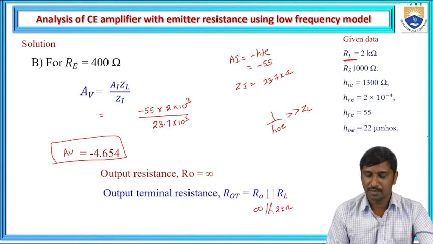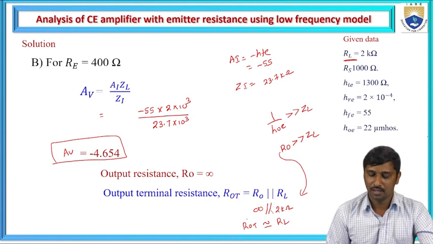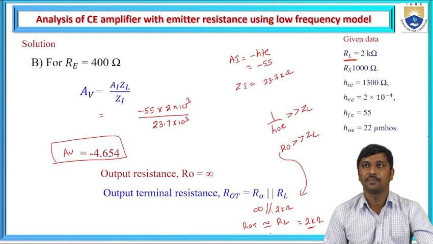By using this parallel combination, the parallel resistance is equal to the smaller resistance. From this observation, the output impedance is very large and the load resistance is 2 kilo ohms. So this factor 1 by hoe should be much greater than ZL. That is the reason Ro is much greater than the ZL value. By using this assumption, the parallel resistance Ro' is approximately equal to the RL value. Hence, at this point, the total output terminal resistance is equal to the load resistance, that is 2 kilo ohms.